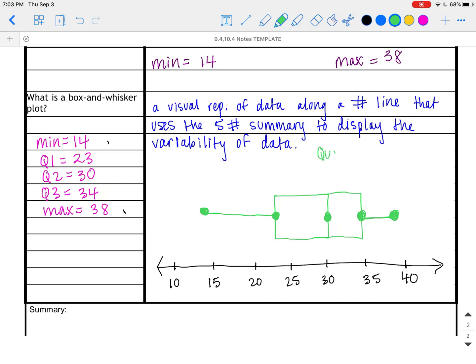So I'm going to write this so you remember. So quartiles, you have to draw a box for them, and for the min and the max, you would draw the whiskers.